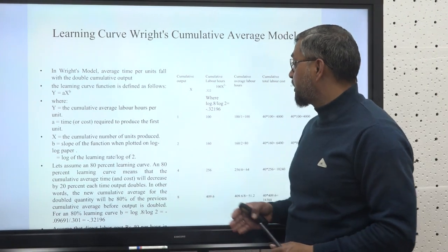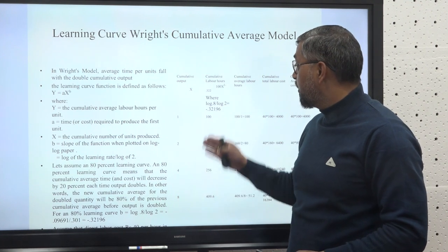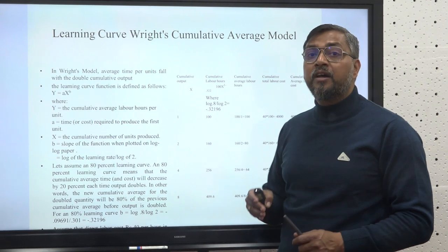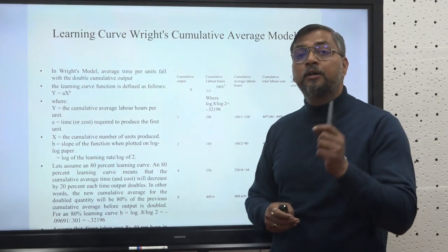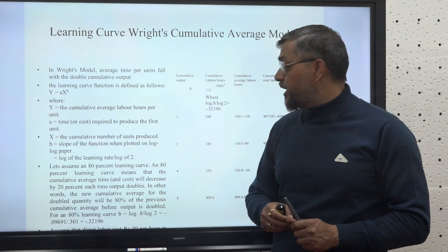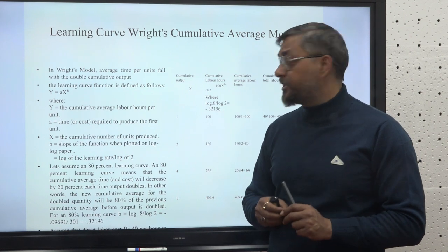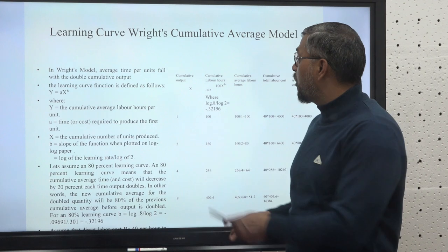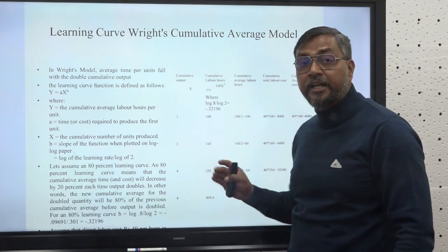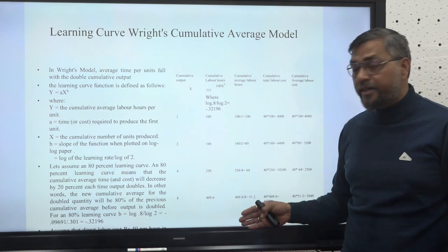So let's get back to this example. Now the cumulative output is given as 1, 2, 4 and 8. The cumulative labor hours will be calculated by 100 times X to the power of 1 minus 0.322, where log of 0.8 by log of 2 is 0.32196. So for the first unit it is 100, then it is 160, then it is 256, then it is 409. The cumulative labor hours are calculated.